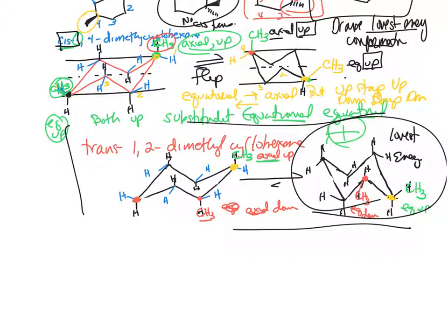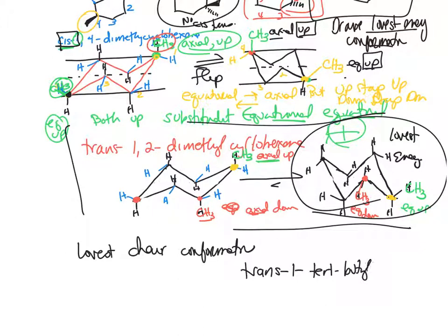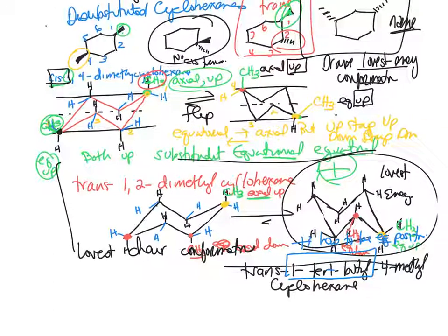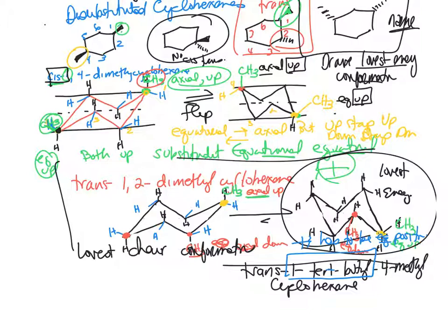The second thing I want you to do is to draw the lowest energy chair conformation for the following compound: trans-1-tert-butyl-4-methylcyclohexane. And I will tell you the tert-butyl group is a locking group. So this tert-butyl group has to be in the equatorial position. So those are your 2 POGIL activities for tomorrow.